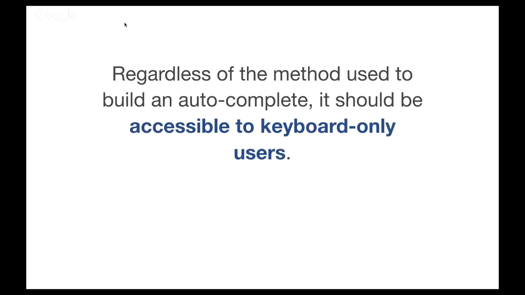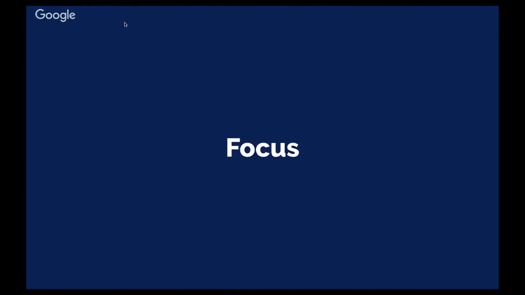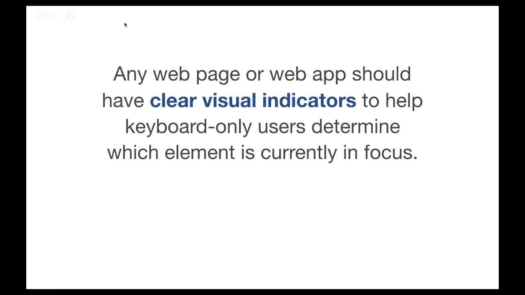Now we're going to get into the nitty-gritty of accessibility, and we're going to talk first about keyboard only. So regardless of the method we're going to use, all of them should be keyboard accessible, meaning they should work for keyboard-only users. The first thing we need to talk about is focus. Any web page or web app should have clear visual indicators to help keyboard users determine what element is in focus, especially if you're using a really complex application where there's lots of different things that could receive focus.